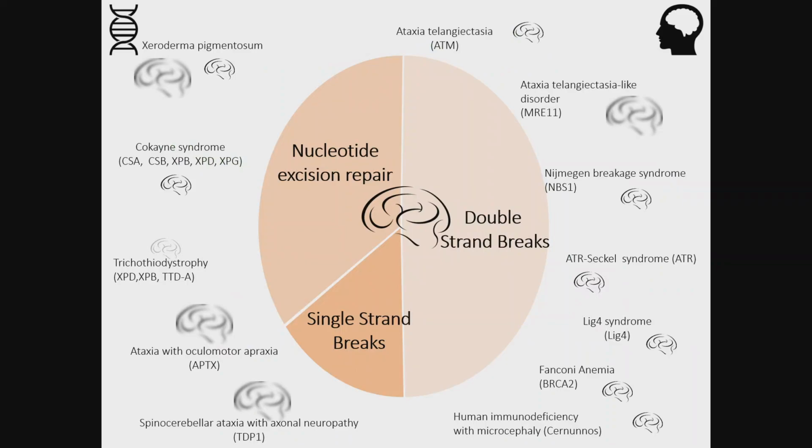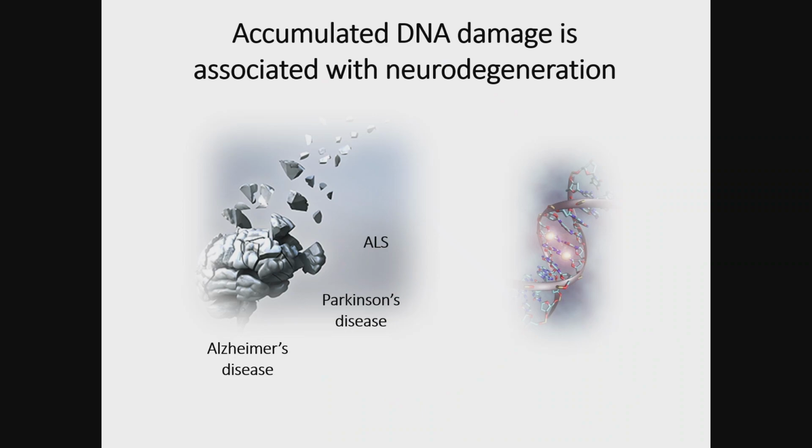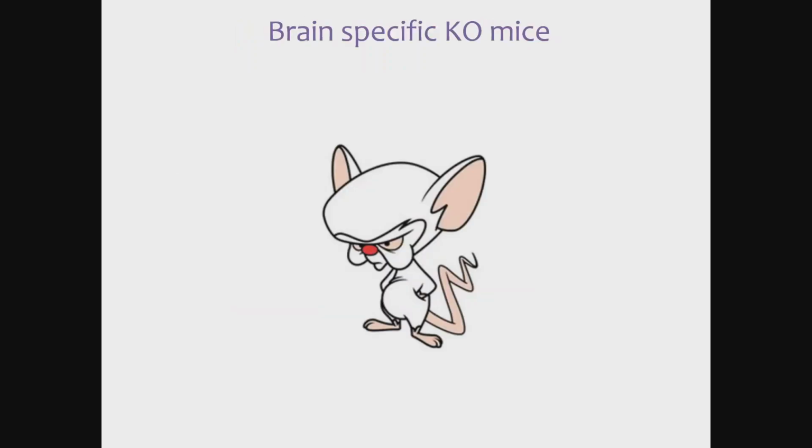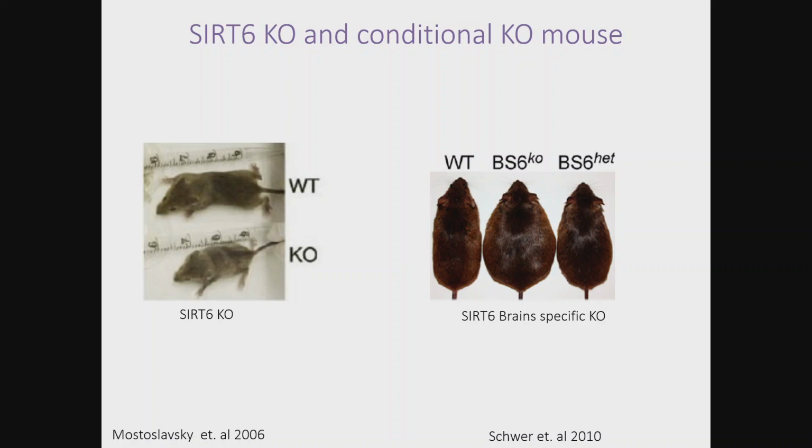And particularly in the brain, we see that if we have inherited mutations in DNA repair, we will have microcephaly, ataxia, neurodegeneration, mental retardation. So many problems come especially to the brain if we don't manage to repair the damage. So also in Alzheimer's disease, Parkinson's, ALS, all this neurodegeneration has increased damage in the brain. And the question is always, is this the cause or the consequence? And for this, we generated animal models that don't have SIR6 in the brain specifically. And then we can study what happens to these mice.